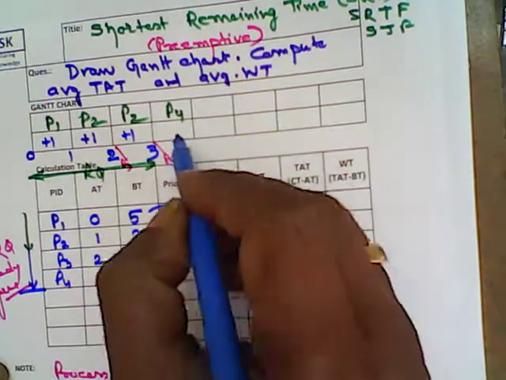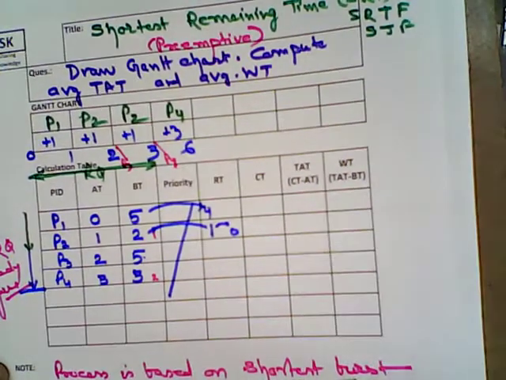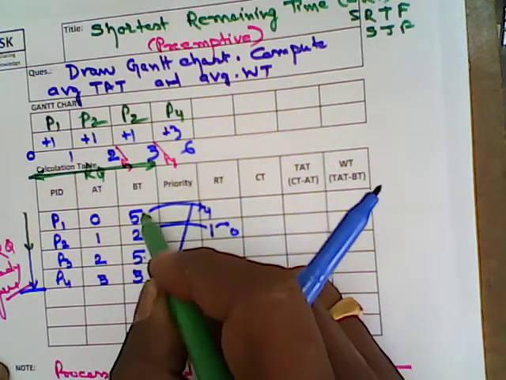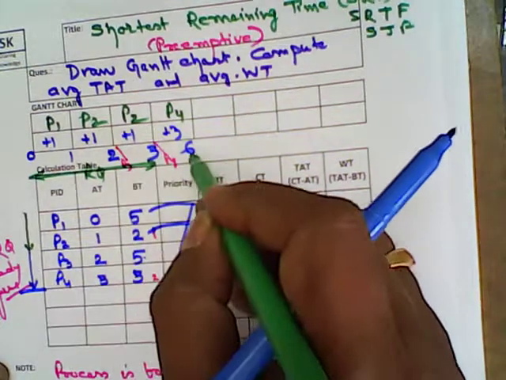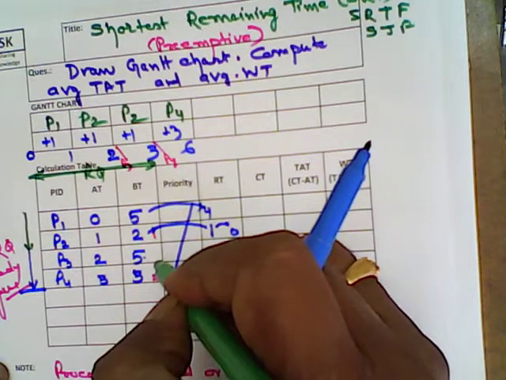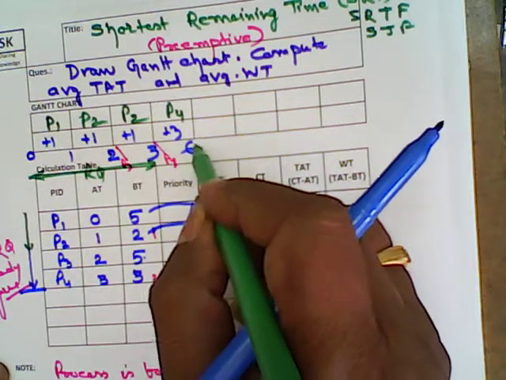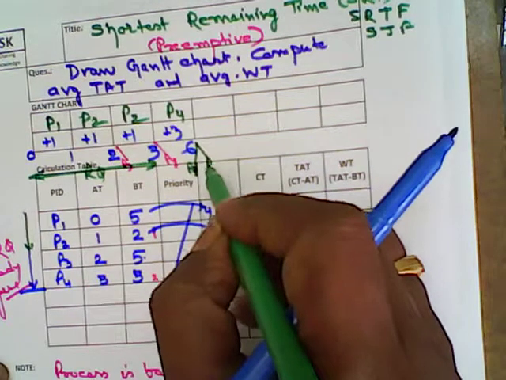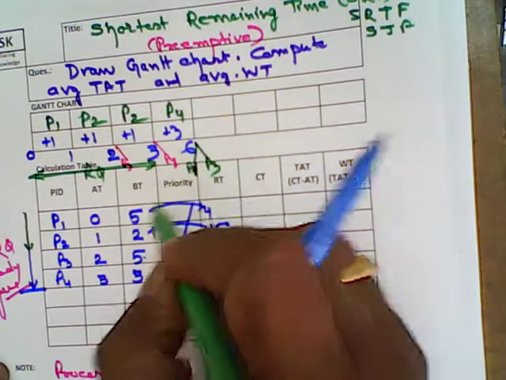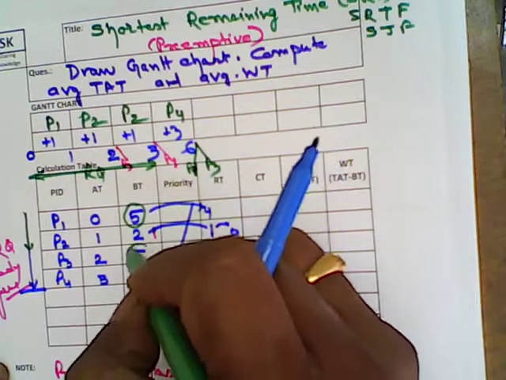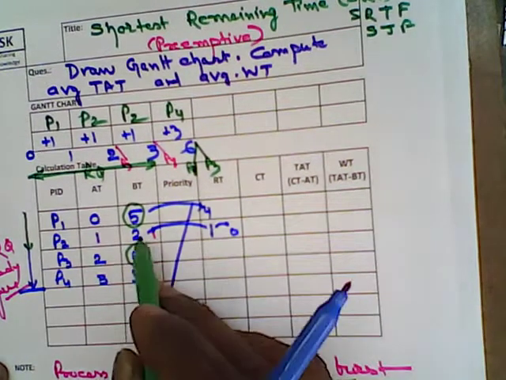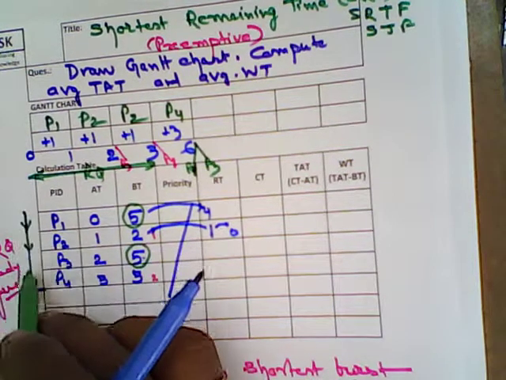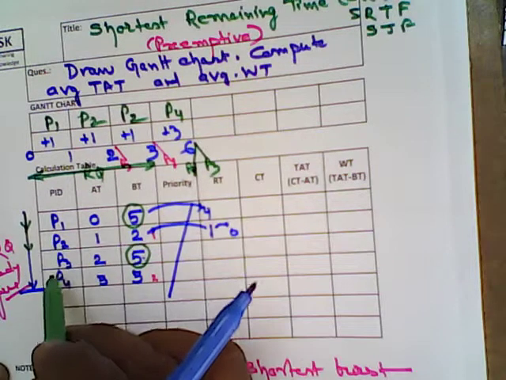After P4, the next process is what? P1 is coming and P3 is also there, because both have an equal amount of burst time. So we will process the one which has come to the CPU first, in order. P1 has come first as compared to P3. So we will put here P1.